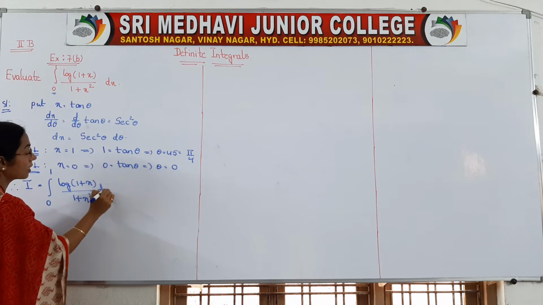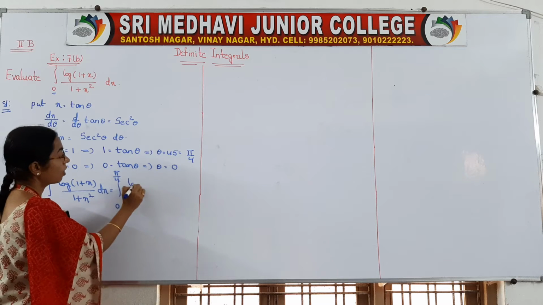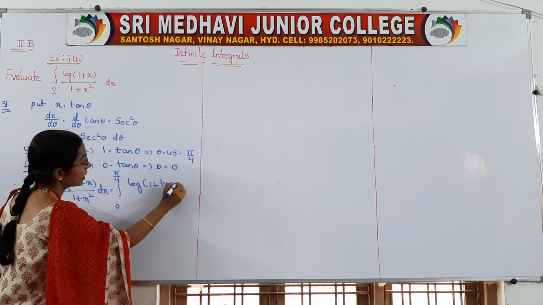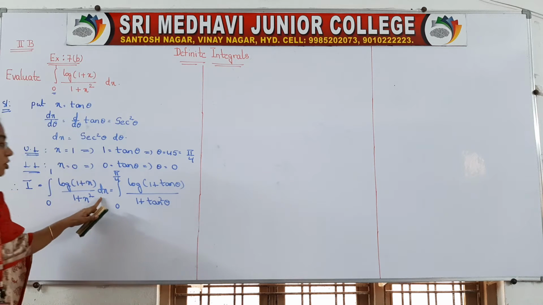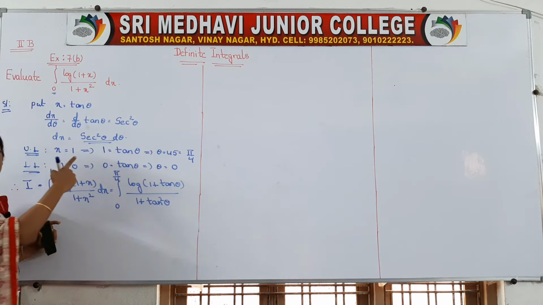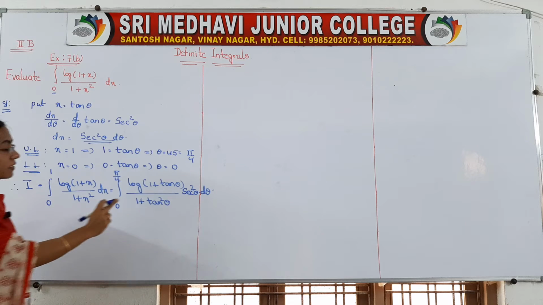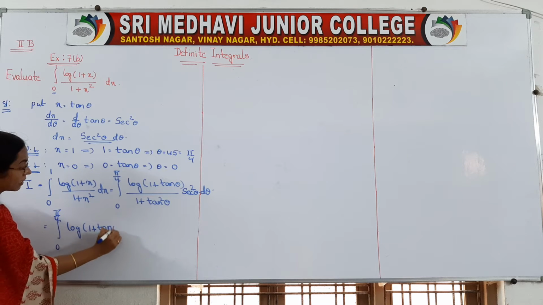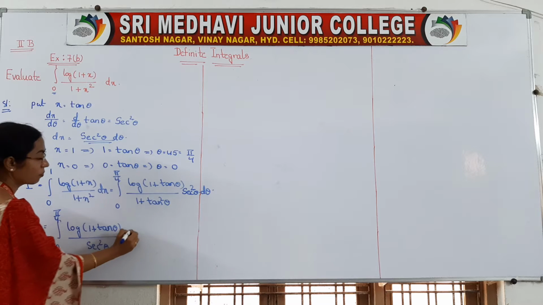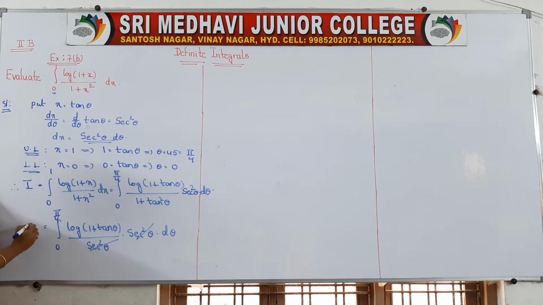(1 plus x square) dx, which is equal to integral 0 to pi by 4 of log of (1 plus tan theta) by (1 plus tan square theta) into dx. In x place we have taken tan theta. What is dx? dx is secant square theta d theta. Okay. So 1 plus tan square theta is secant square theta. So I is equal to integral 0 to pi by 4 of log of (1 plus tan theta) by secant square theta into secant square theta d theta. Secant square theta cancels. This is your I.